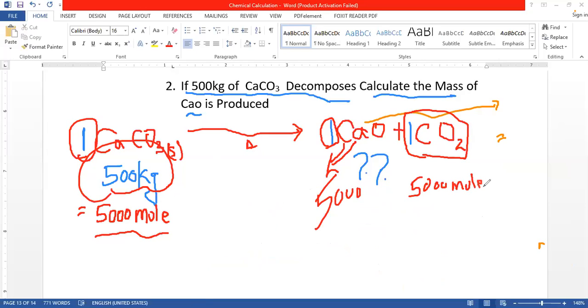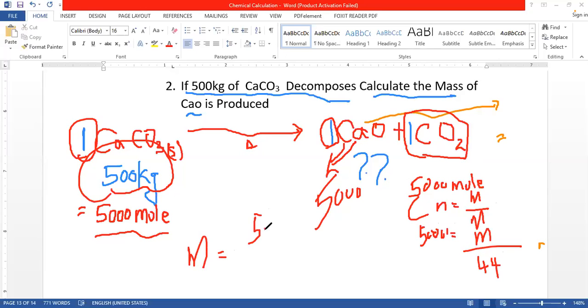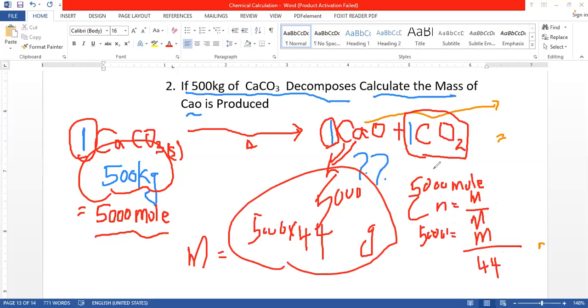So how to find it? Use n is equal to given mass over molar mass, and the mole of carbon dioxide is also 5,000, and the mass should be found. The molar mass of carbon dioxide is 44. So the answer would be 5,000 into 44 gram. This is how you should do this one, right?